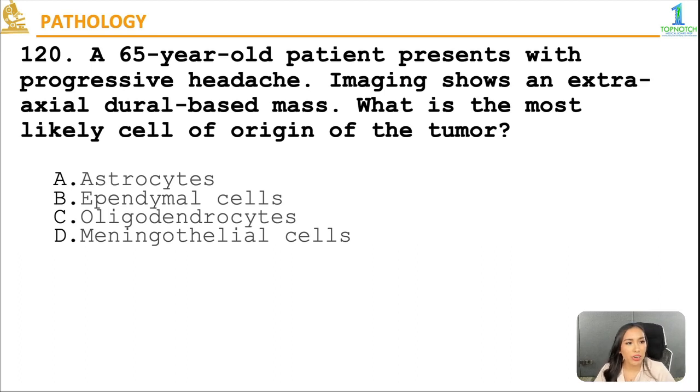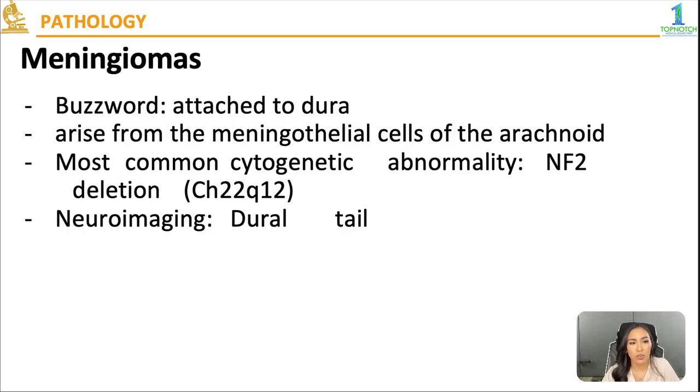Imaging shows an extra-axial dural-based mass. What is the most likely cell of origin of this tumor? Ang keyword dito, dural-based. So, matik, alam na natin, it's meningothelial cells. It's a meningioma, no? Buzzword dito talaga is yung dura. It arises from the meningothelial cells of the arachnoid and is associated with NF2 deletion, CH22Q12. And on neuroimaging, merong dural tail.